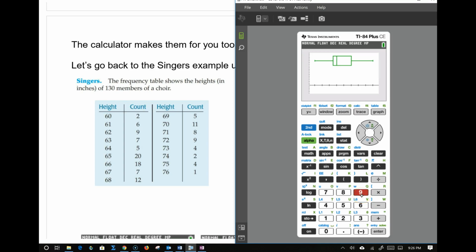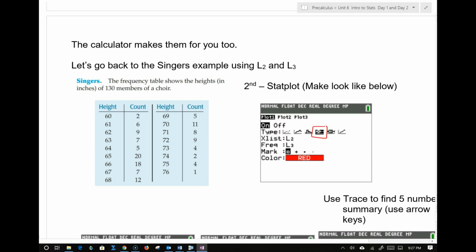And that's your box plot. Isn't that really cool? And here's the cool thing. Then you go trace, and it tells you everything you need to know. Notice it says right there in green, median 66. Oh, look, my first quartile is at 65. Oh, look, my minimal value is 60. All right, my third quartile is 70. My max value is at 76. So all of those tell you your 5-number summary.